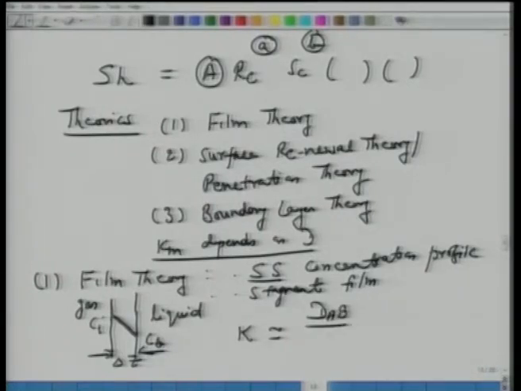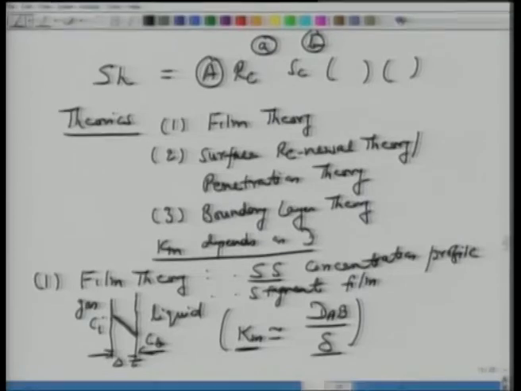over del. Now again, we are not going into details, but film theory suggests that mass transfer coefficient is proportional to diffusion coefficients and 1 over del. Which means larger the thickness, film thickness, smaller is the mass transfer coefficient.